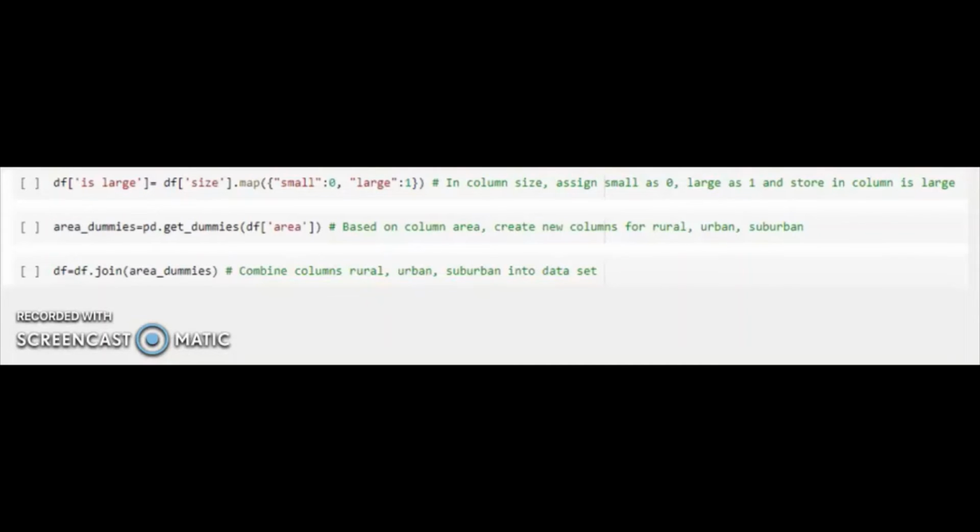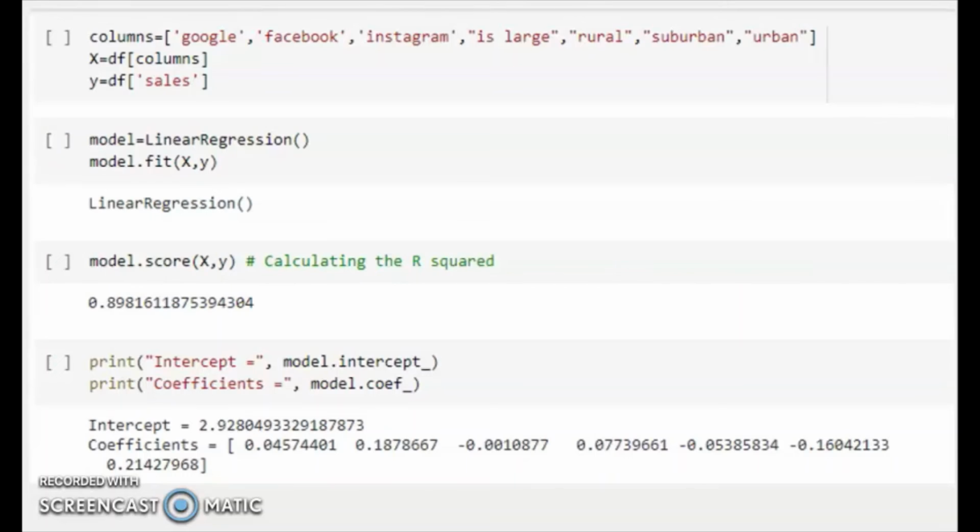Next, we converted size into binary response, large assigned as 1, small assigned as 0, and created a column is large. Then we created three columns: rural, suburban, and urban, and proceeded to build a multilinear model comprising of Google, Facebook, Instagram, is large, rural, suburban, and urban. The R square is approximately 0.898, meaning strong correlation.